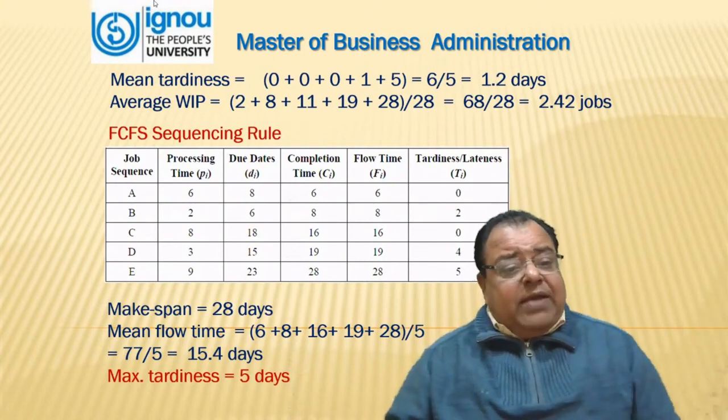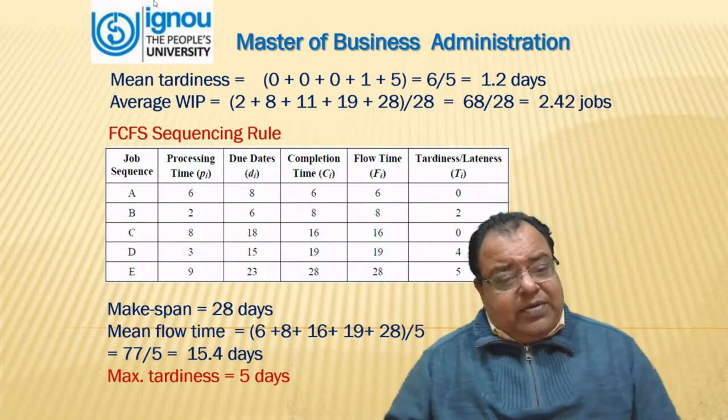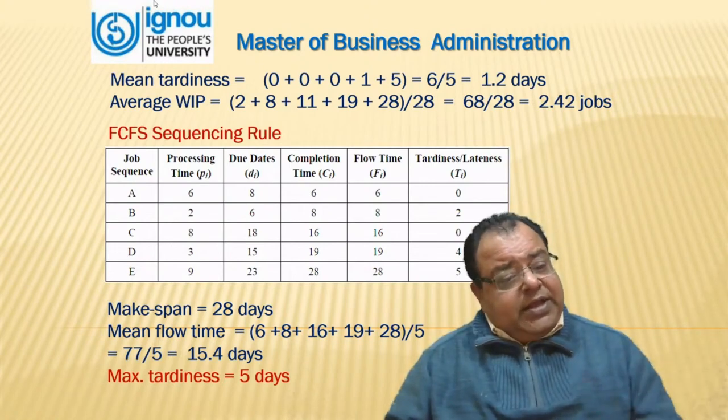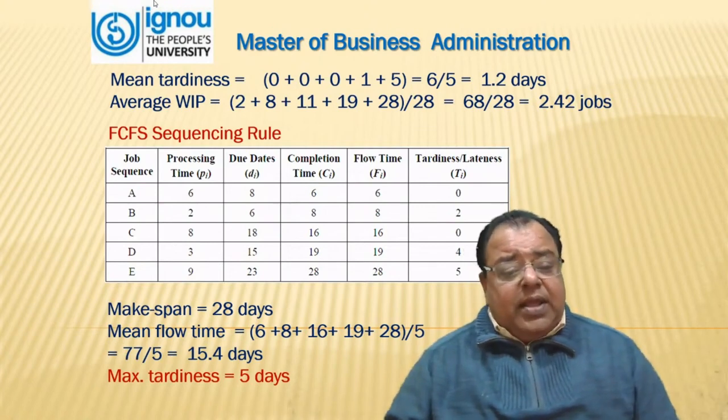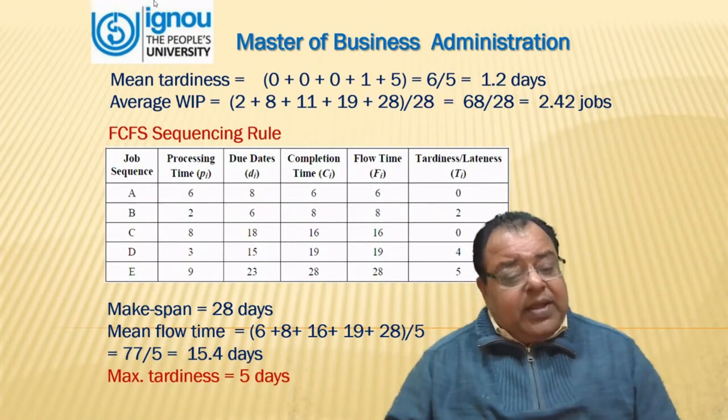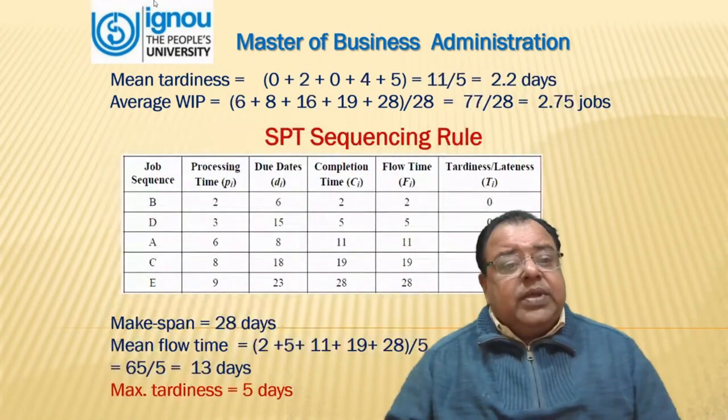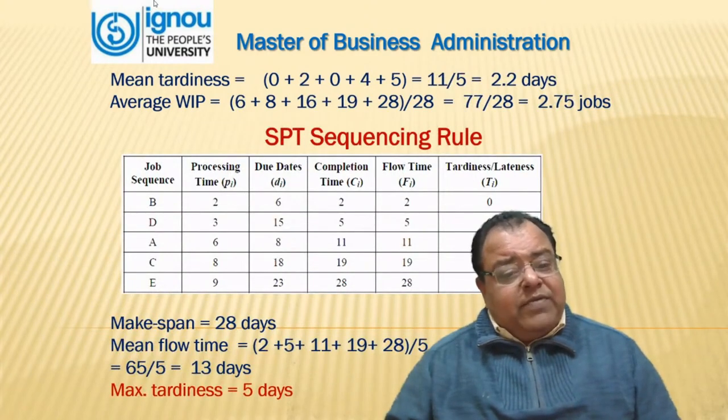We move on to the FCFS sequencing rule. Here the sequence is A, B, C, D, E. The plan has changed; the job sequence has changed over here. Makespan is 28 days. Mean flow is 15.4. Maximum tardiness is again 5 days. Mean tardiness is 2.2. Average WIP is 2.75.